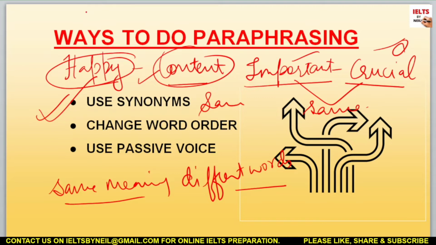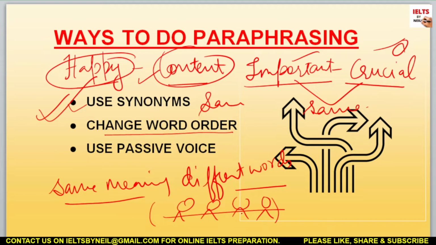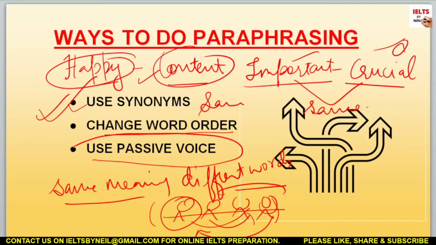Now first way is that you have to use the synonyms for the words given in the question statement. For example, if you want to do paraphrasing of this statement, then you have to see that what are the words that you can think synonyms of. Okay, after finding the synonyms, then you can change the word order. Means you can just flip-flop the words. You can just write some words from beginning to the end and some words from end to the beginning, right? And use passive voice.